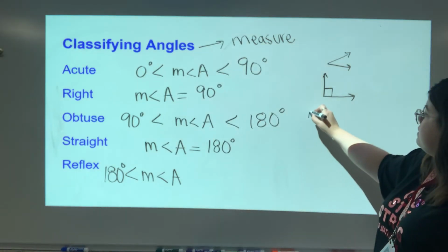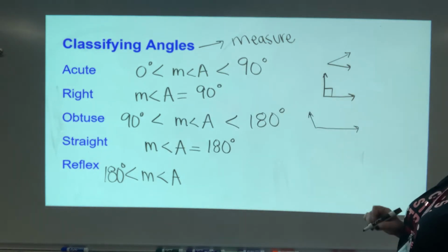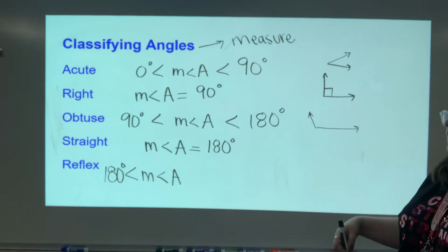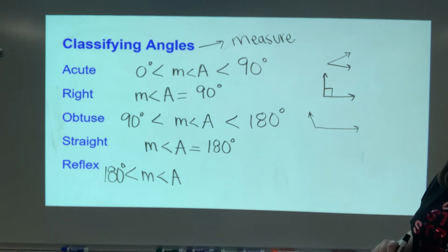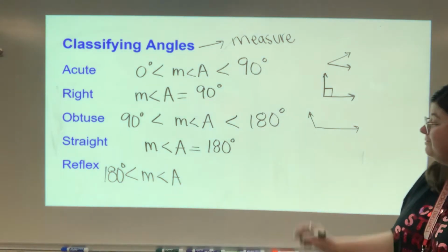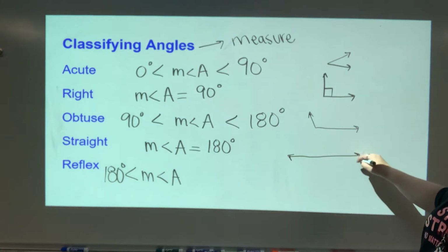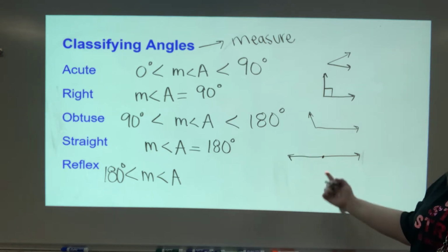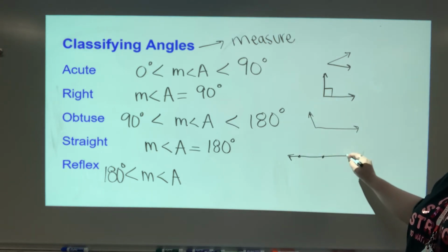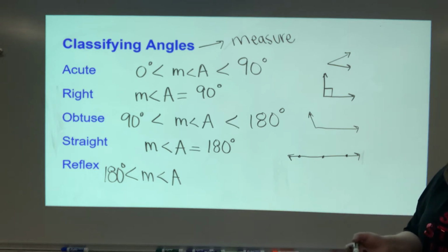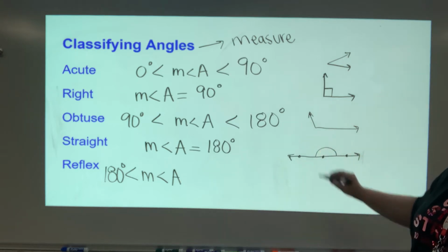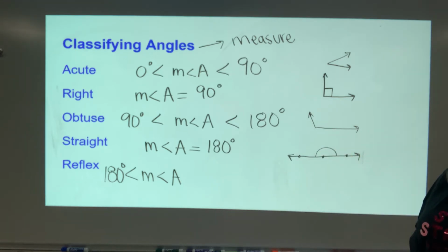Obtuse angles, anything, that's a really long ray. Anything greater than 90 but less than 180, so that is obtuse. Your straight angle, again, literally a straight line. Okay, so maybe here is your vertex. Literally, these rays would be pointing in the opposite direction of each other. And if you think about it, a circle is 360, so half of a circle, right? If we're measuring this angle, half of a circle would be half of 360, which is 180, all right?